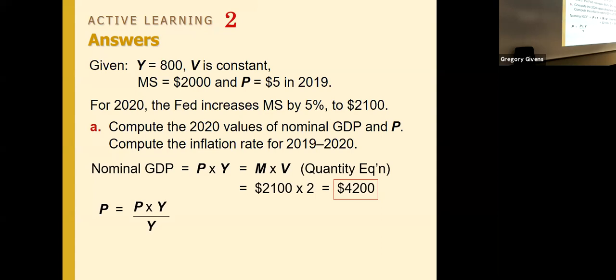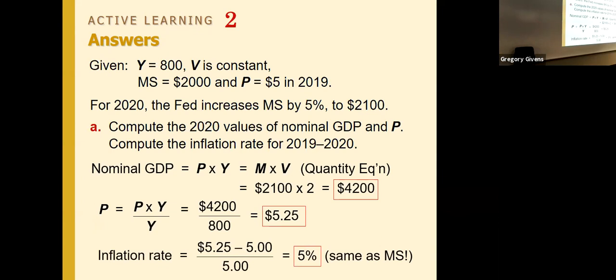So if nominal GDP is 4,200 and real GDP is 800, then that means the price level is $5.25. So a bushel of corn here should go from $5 in 2019 to $5.25 in 2020. And therefore the inflation rate would be the rate of change of the price level, which would be (5.25 minus 5)/5 is 5%, which of course is the same as the percentage growth in the money supply.